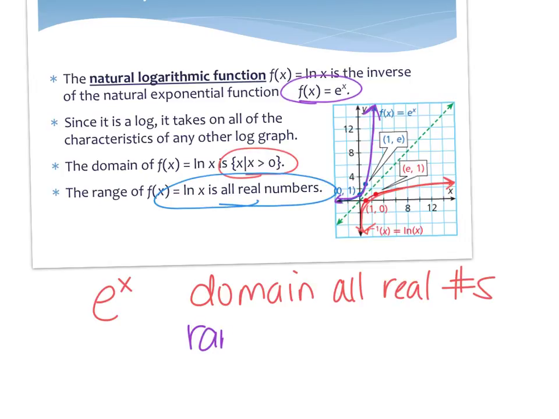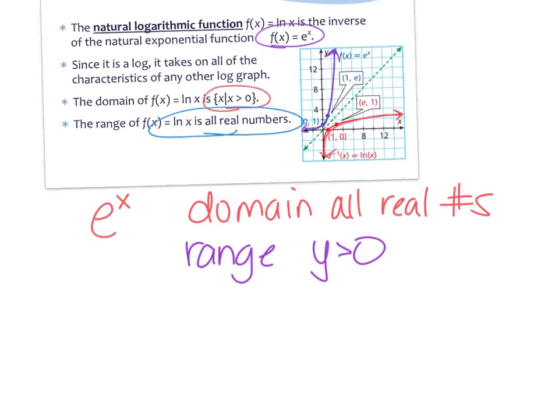And the range was y is greater than 0. So remember they're inverses, which means you switch the x and the y values. Ian, can you go over that first bullet again? The definition. It's not really the definition, it's just saying that it's the inverse of e to the x. So if I was to graph a log base e and then switch all of my points, I would get e to the x, or vice versa, which is probably easier to do the other way around.